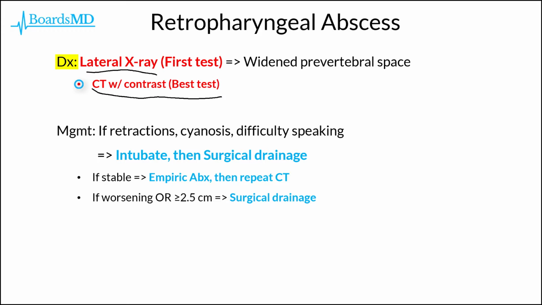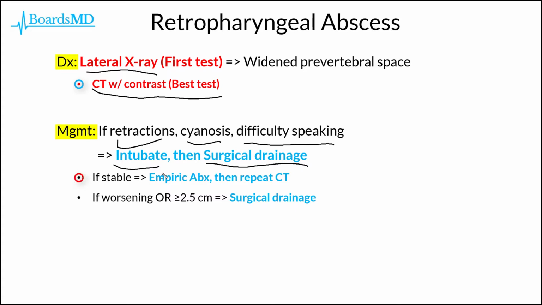How we manage retropharyngeal abscesses is going to depend on how stable our patient is. If the patient is having retractions, cyanosis, and difficulty speaking, which is often going to be the case in these patients on examinations, then we really need to take care of our ABCs and intubate these patients prior to performing surgical drainage of the abscess.